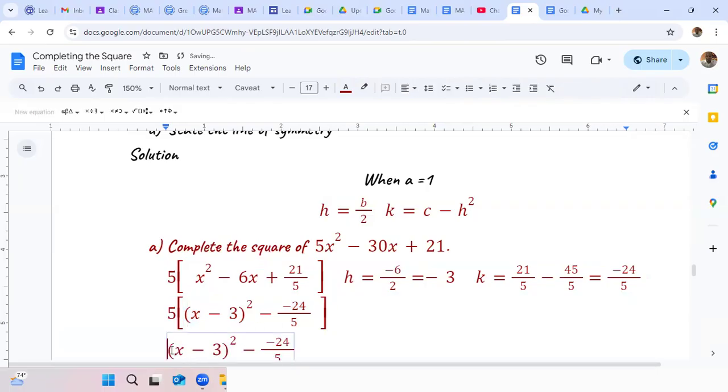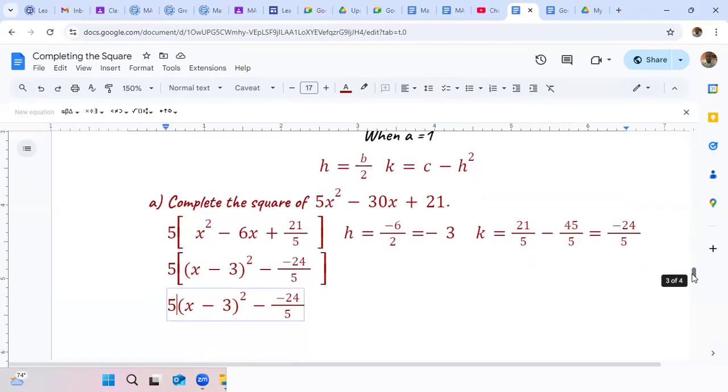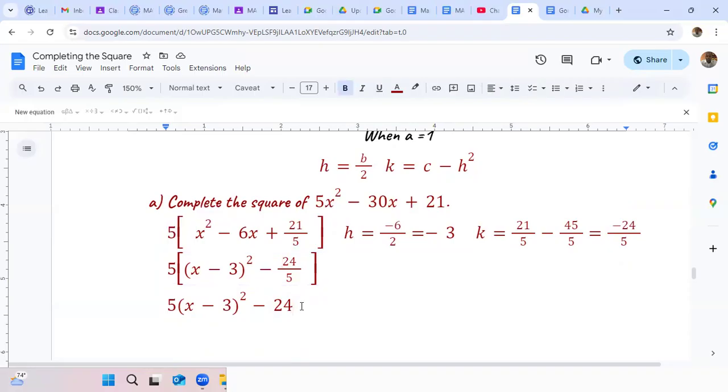So as you see, a will always appear in front of the curved bracket. And 5 has to be multiplied by negative 24 over 5. 5 times negative 24 over 5, the 5 cancels out, and you are left with negative 24. So here now we have our completed square, and as we can see now, our minimum point.